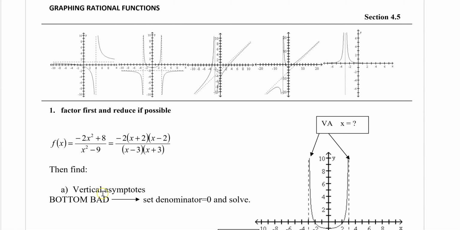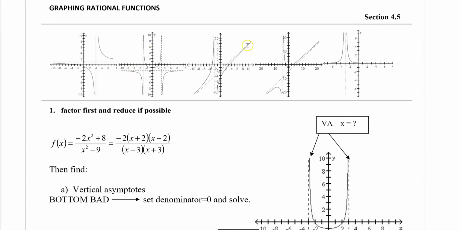This video is our intro to graphing rational functions. We're going to be talking about vertical asymptotes. These are what our rational functions will look like. What you're going to have are these asymptotes, vertical and horizontal. There's two vertical asymptotes and one horizontal.